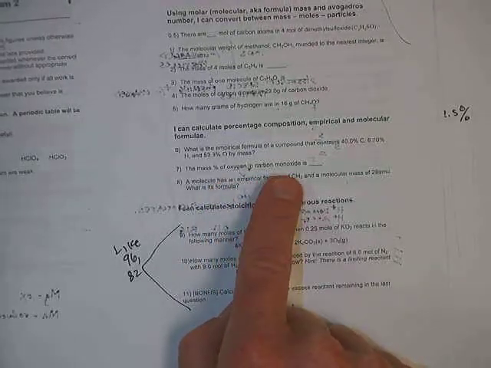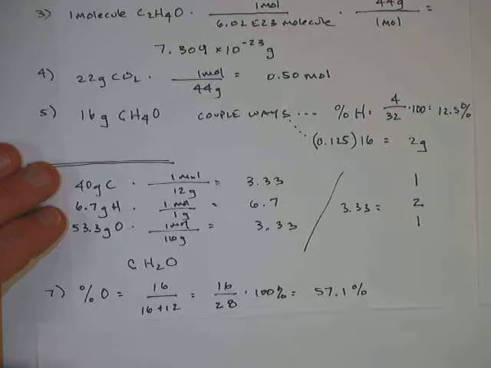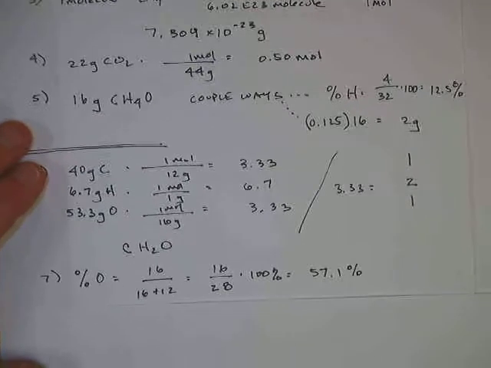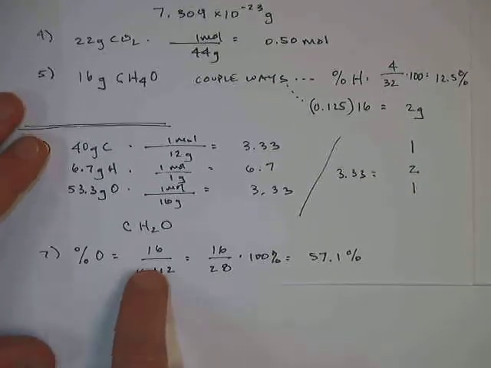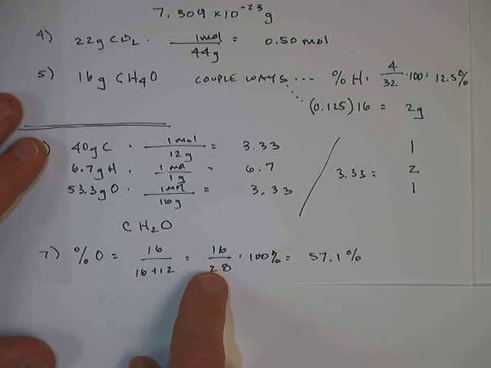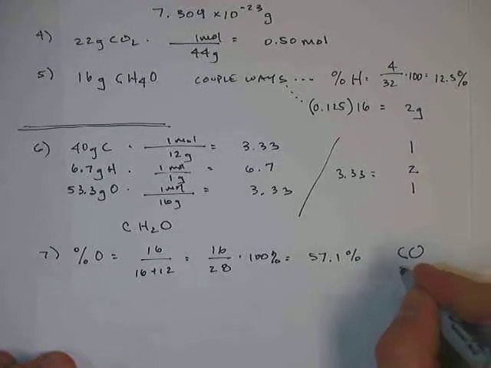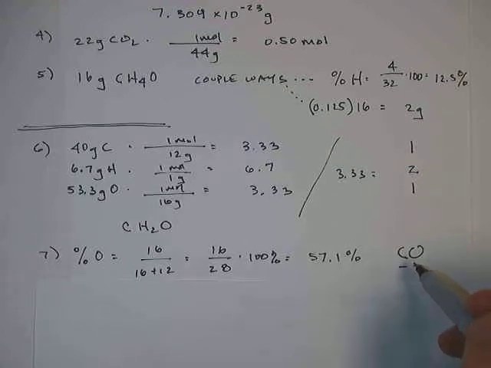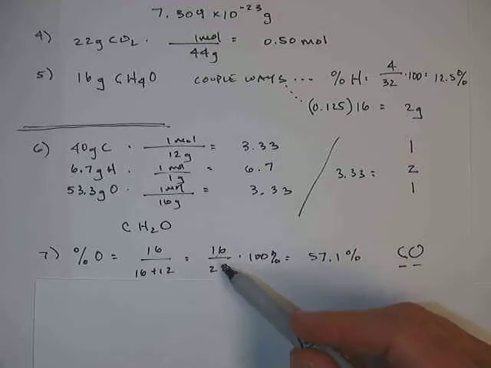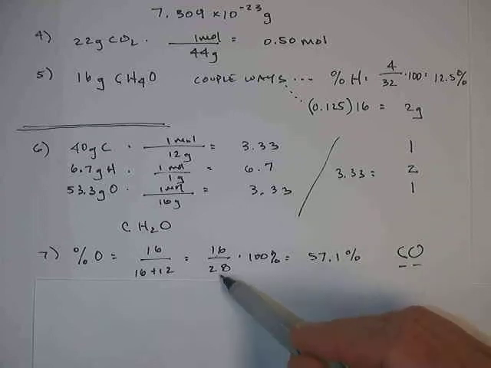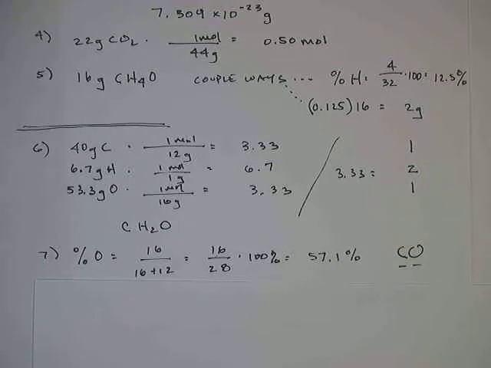Question number 7, the mass percent of oxygen in carbon monoxide. So first you have to be able to write carbon monoxide. Carbon monoxide is CO. And then you take the part divided by the whole. So the percent oxygen would be 16 divided by 28, because carbon monoxide is CO, and they asked for the percent of oxygen, I believe. So that's 16 on the periodic table. You add the C and the O together, you get 28, times 100, 57%.